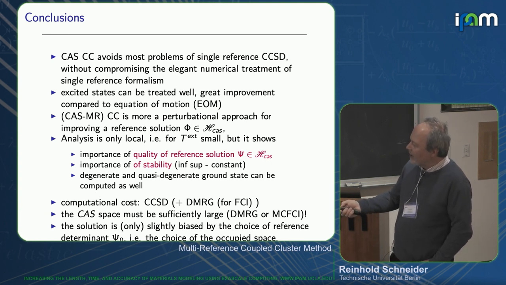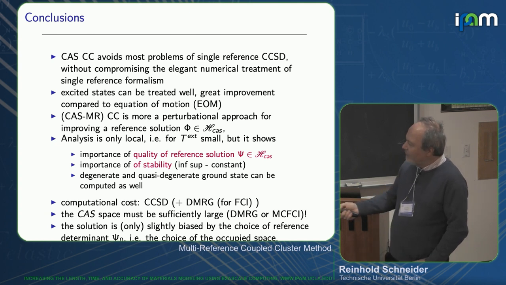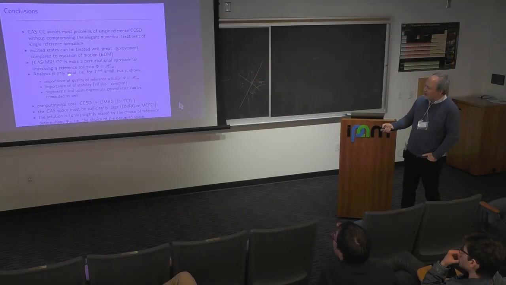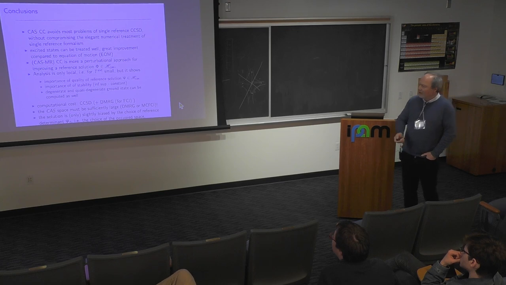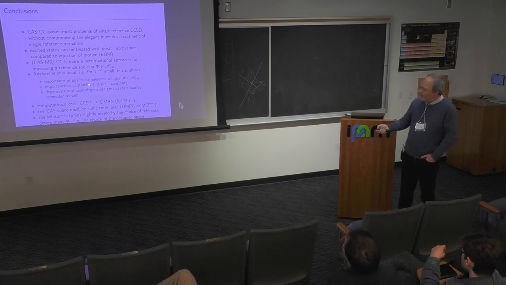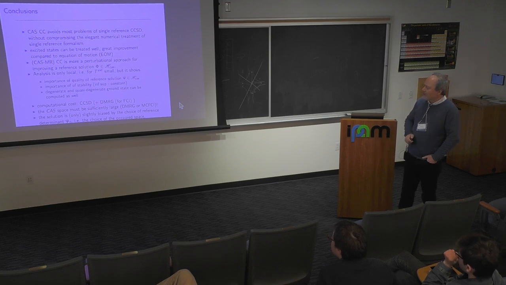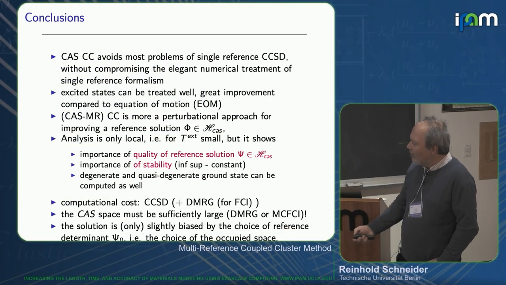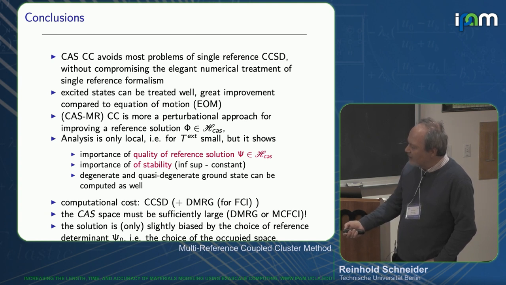It is expected to be much better if you compare this to equation of motion. You can view coupled cluster anyway as a perturbational approach to improve your solution. And even the analysis shows that if the exterior amplitudes are small, then you get really computable, solvable coupled cluster equations, and anything can be computed as well. The computational costs are mainly the computational costs of the full CI. Anything is still biased by the reference determinant.